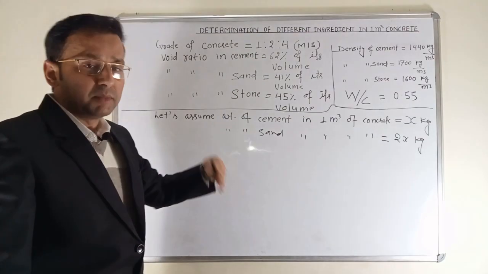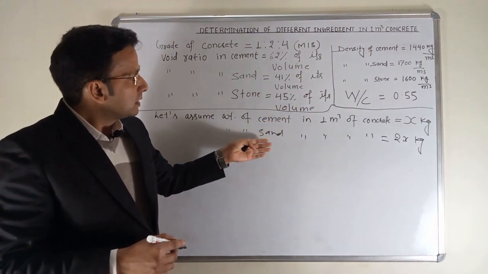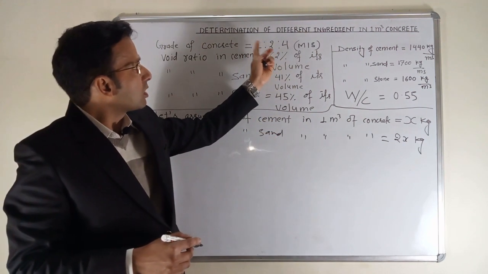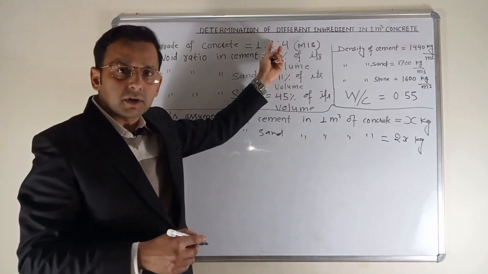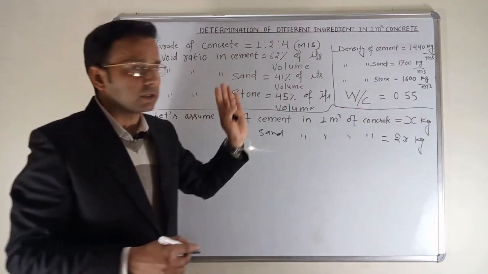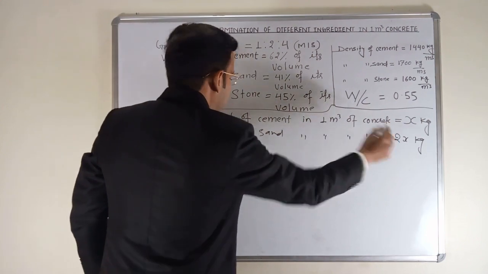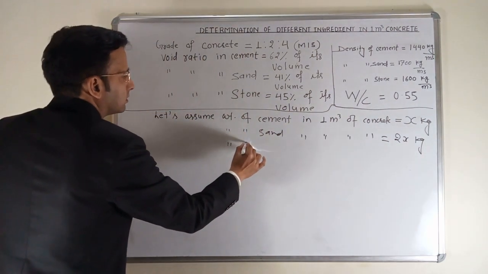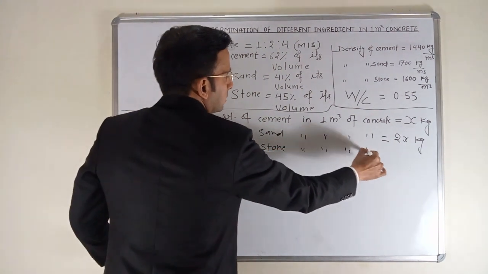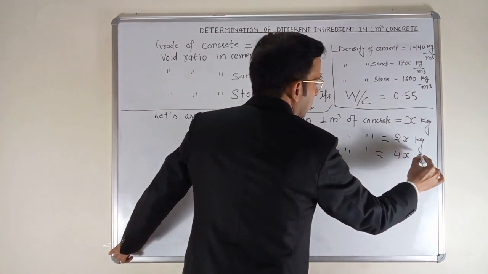Most people are committing this mistake. They are calculating the volume of cement, sand and coarse aggregate by this formula 1:4. But this is by weight, not by volume. You can calculate the weight by this method only, not volume. Anyway, let's assume the weight of cement in 1 meter cube is x kg, sand 2x kg, and the weight of stone would be, by 1:4, 4x kg.